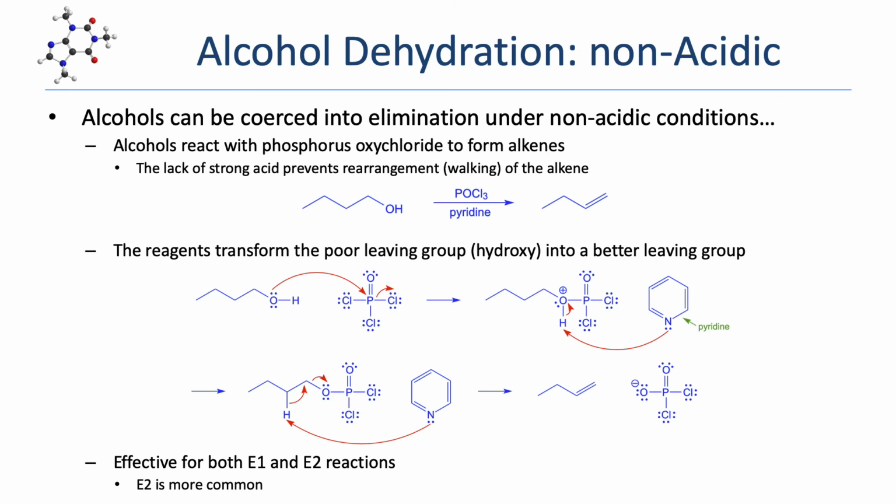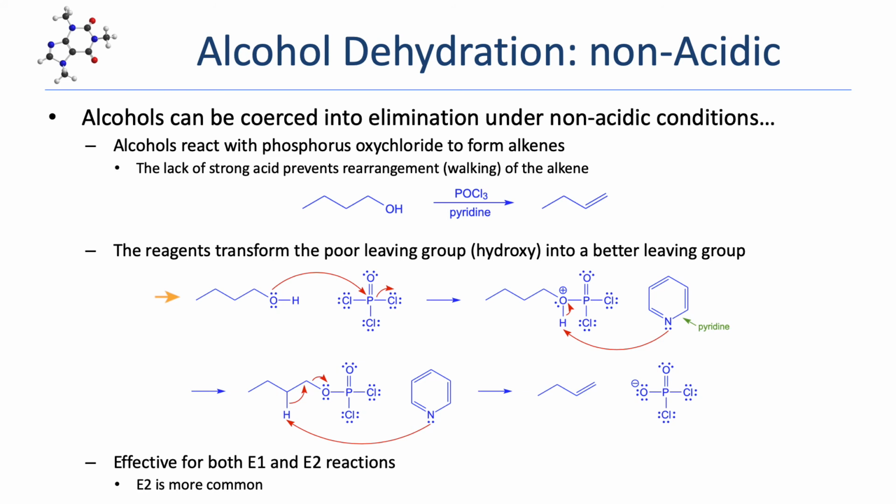Alcohols can also be dehydrated under non-acidic conditions, using a special reagent called phosphorus oxychloride. Because the reaction is performed in the absence of a strong acid, rearrangement of the initially formed product via alkene walking is avoided. The reaction is typically run in the presence of a weak amine base like pyridine. If we look at the reaction mechanism, we can see that we're once again transforming the poor hydroxide leaving group into a better leaving group.